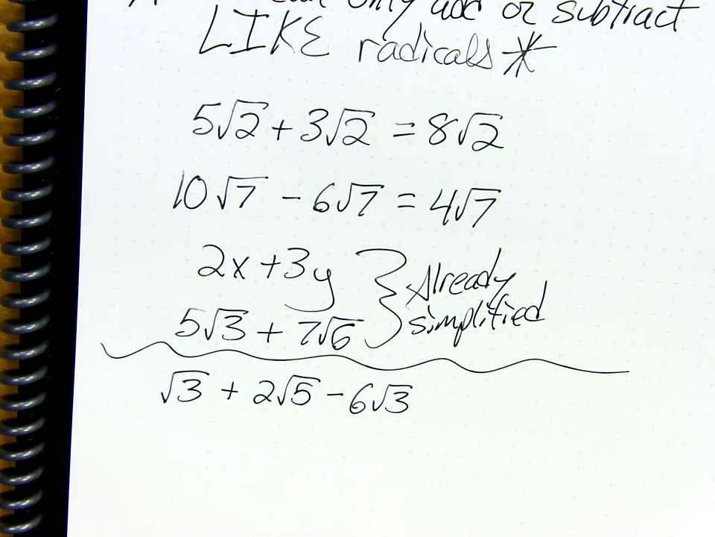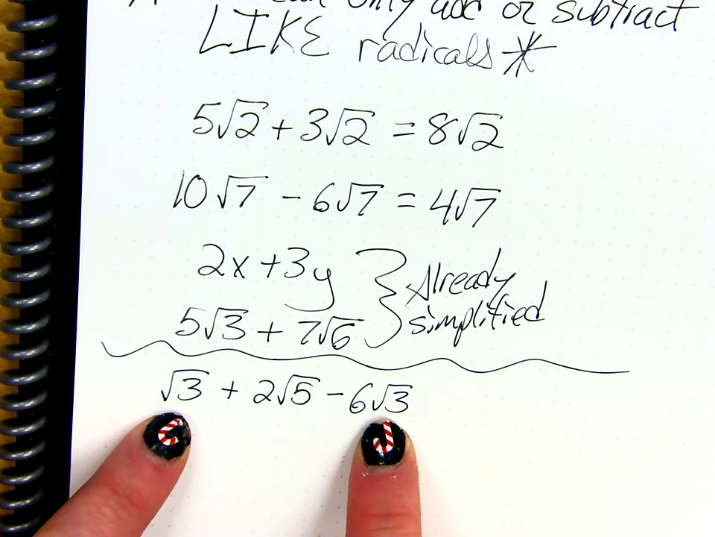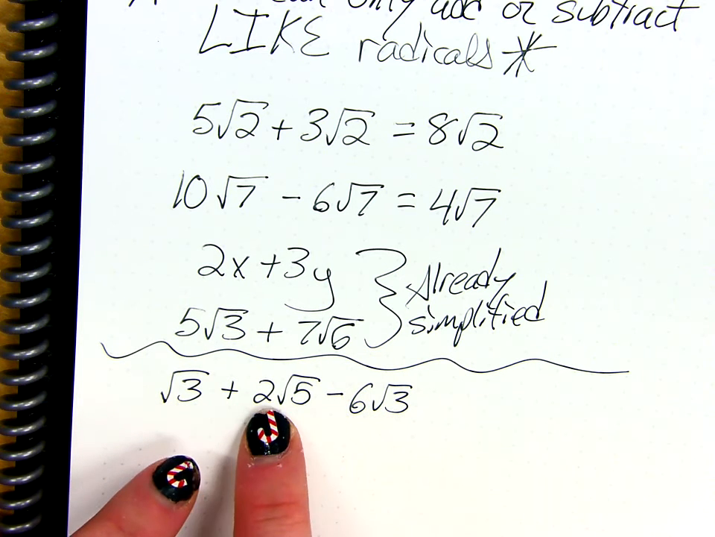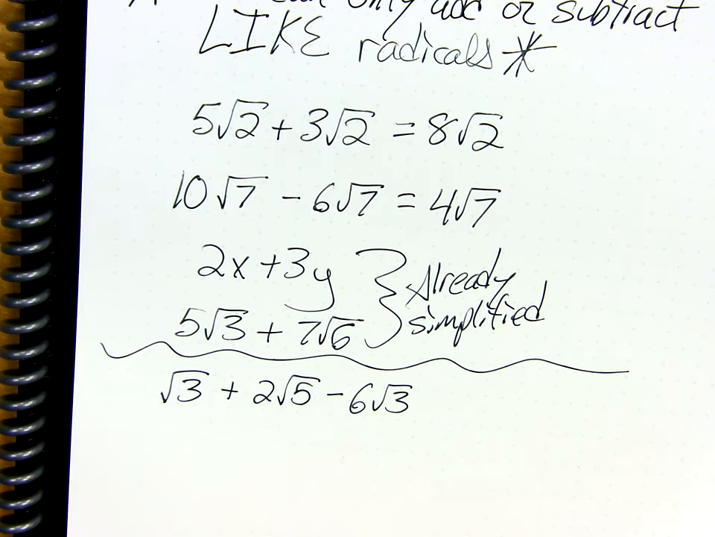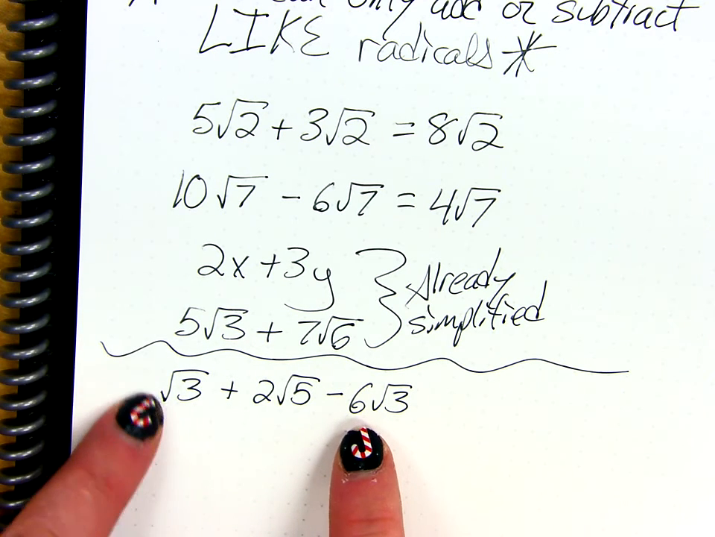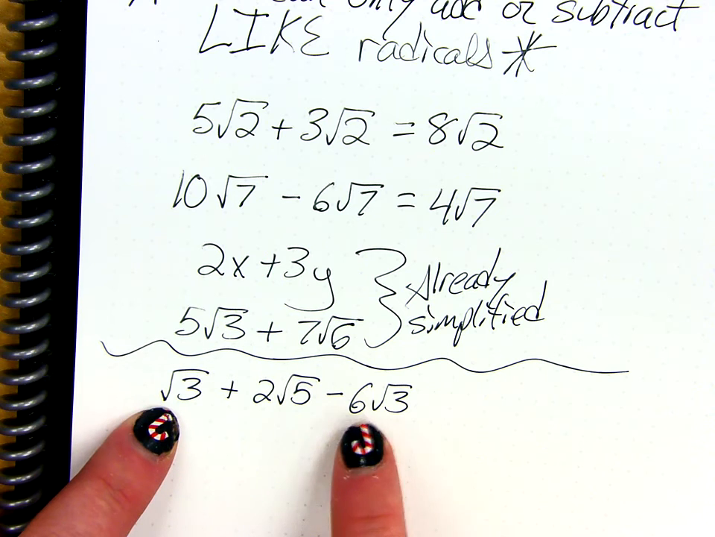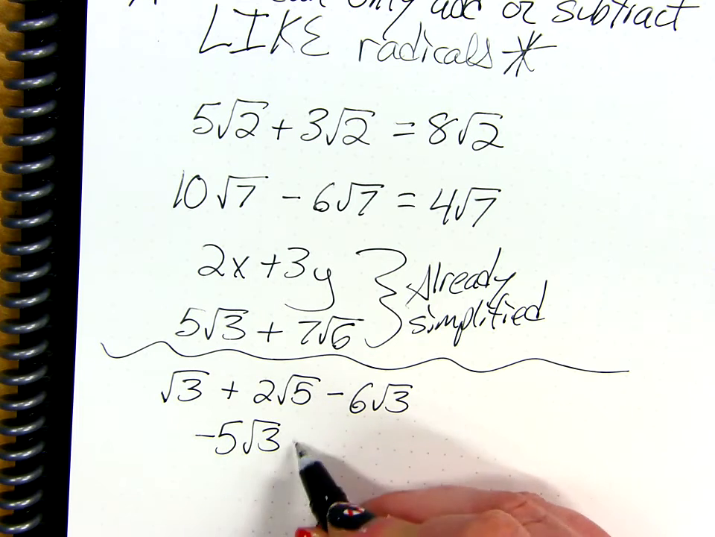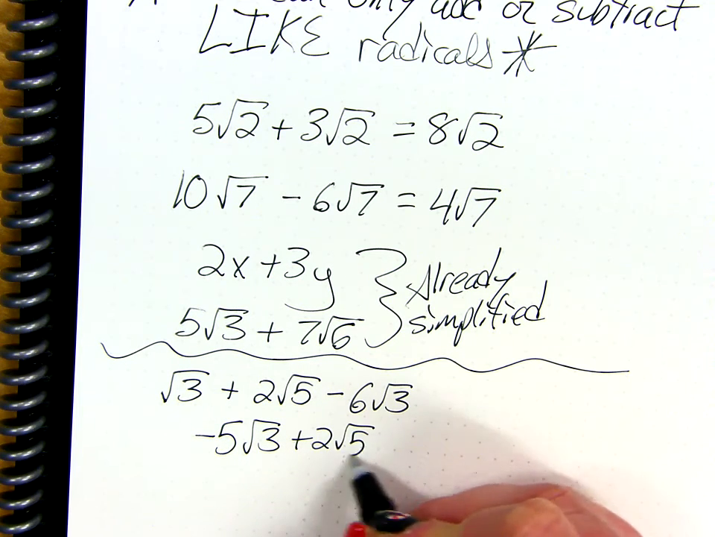Jess? Exactly. These two are like radicals. So I can combine these two. And then that one doesn't have another root 5 to combine with, so it's just going to stay. So if I put these two together, remember there's really a 1 right there, so I have 1 root 3 and a negative 6 root 3. So together they're going to get me a negative 5 root 3, and then I just have this plus 2 root 5 on the end.